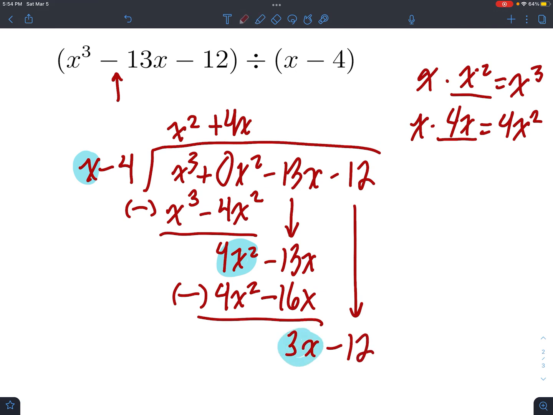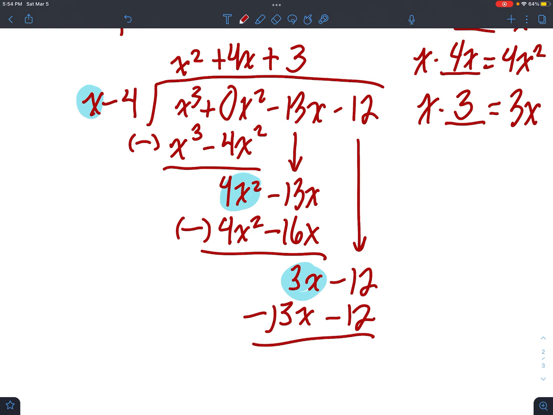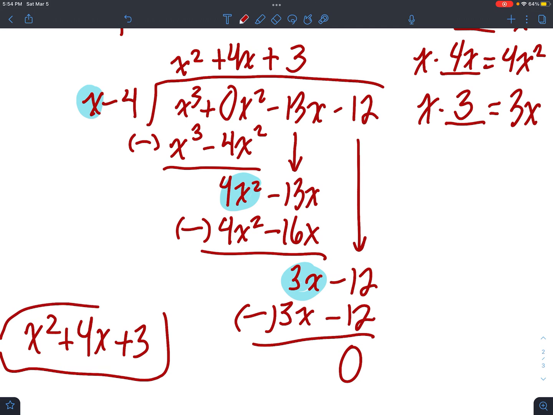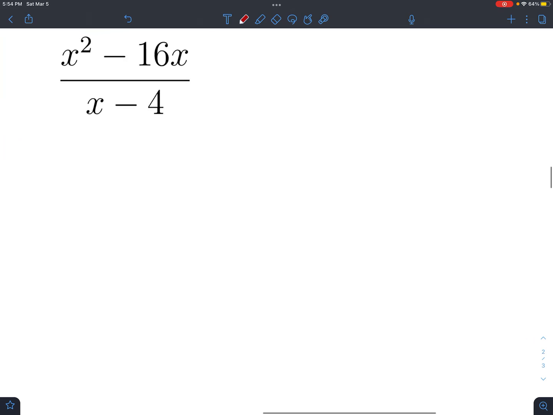How many times, x times what is 3x? 3. Multiply and subtract. 0. Answer. Let's do one more.